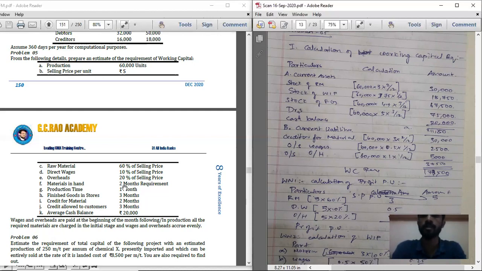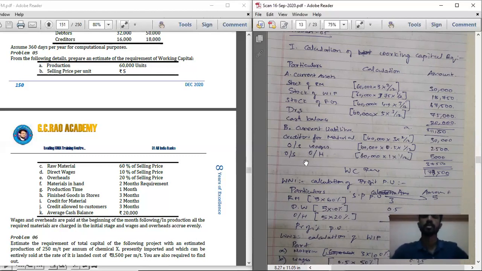Open a bracket. How much is the quantity? 60,000 units into what is the work in progress value which we found? 3.75. So 60,000 into 3.75 into production time. See point number G. What is production time? 1 month. So 1 divided by 12. 60,000 into 3.75 into 1 divided by 12. Amount column, put 18,750.